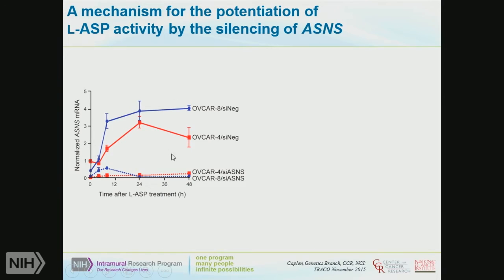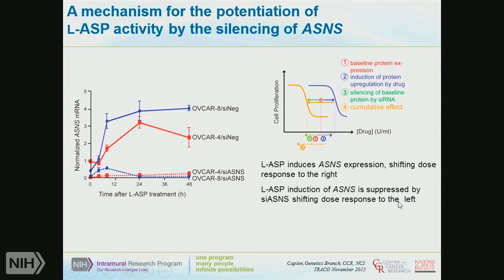We've now been able to show that actually what the RNAi is doing is not just suppressing the expression of the endogenous levels, it's also blocking the upregulation of asparagine synthetase that you see when L-asparaginase is added. So the L-asparaginase induction of ASNS is suppressed, and you get a much further shifting of the dose response, and therefore the sensitivity of these cells. So actually these findings have been issued as a patent.